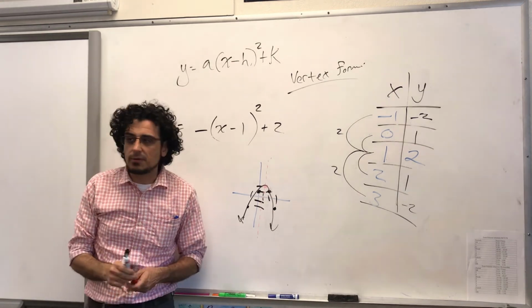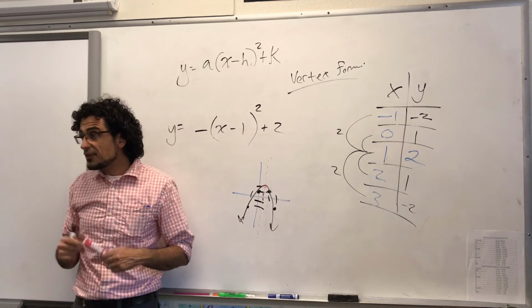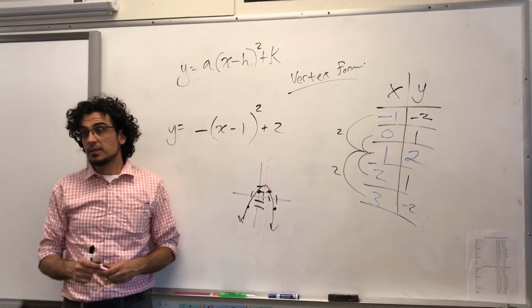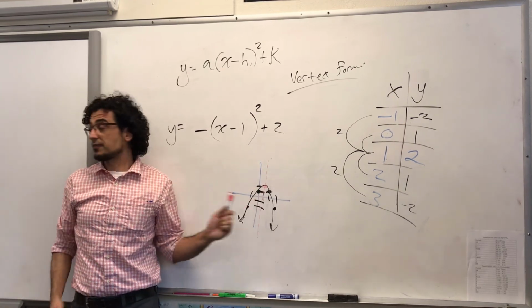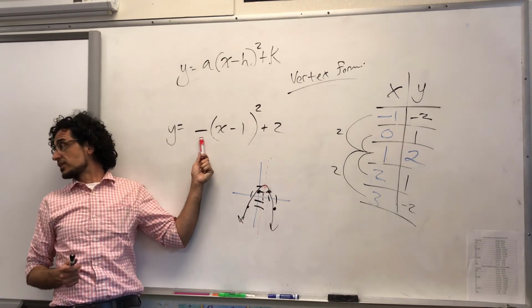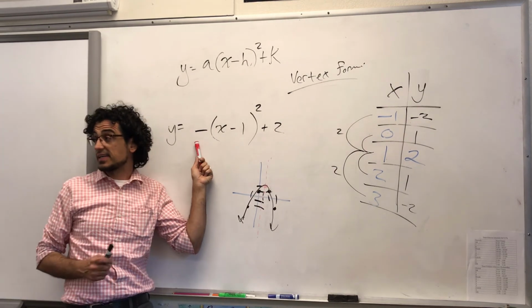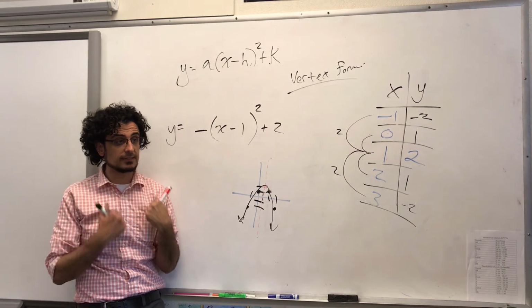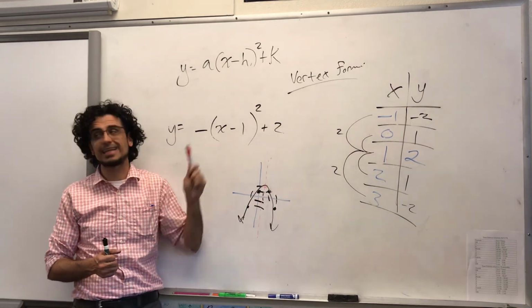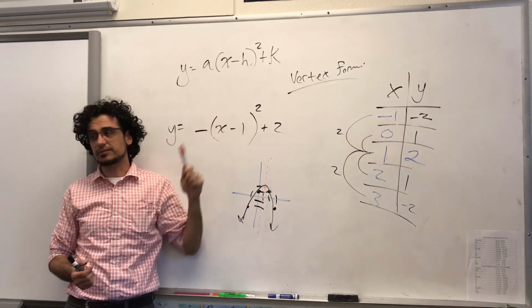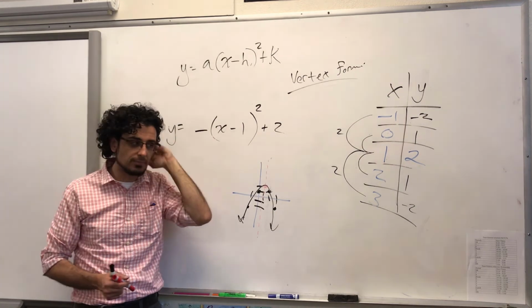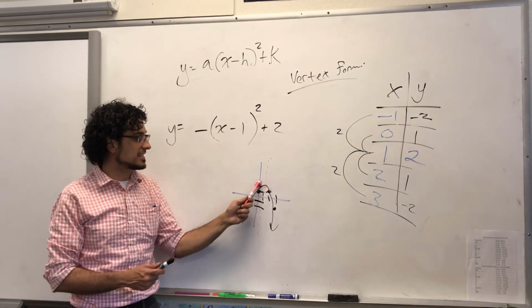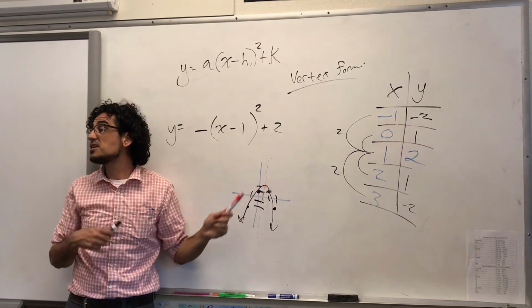Does this one have a maximum or a minimum, please? Maximum. How do you know it has a maximum? It's a frowny face. Good. That should give it away that this should be downward facing. Is everybody okay with that? So it should be like an upside down U or a frowny face because that leading a is negative. If it's positive, it'll make a U shape. Okay, and so then this vertex is the highest point, so it's a maximum.